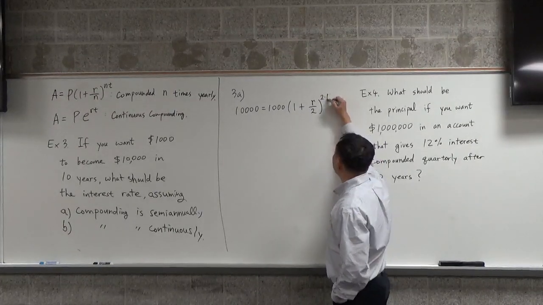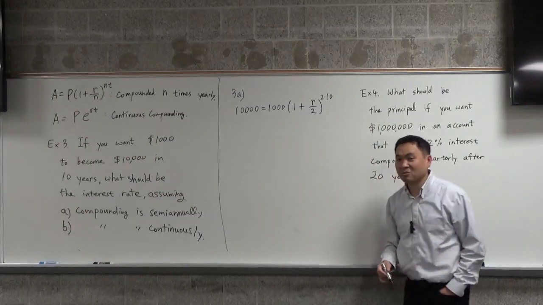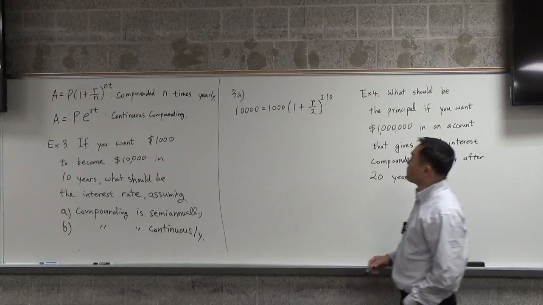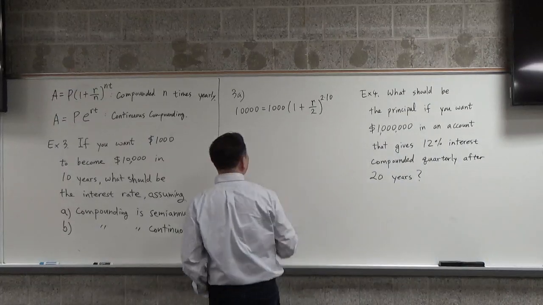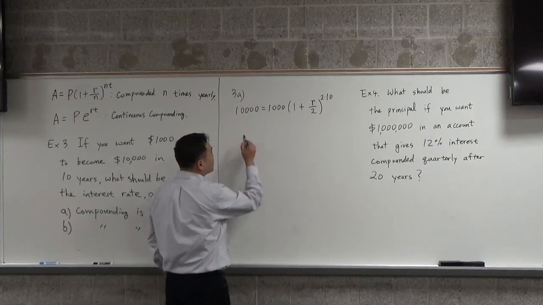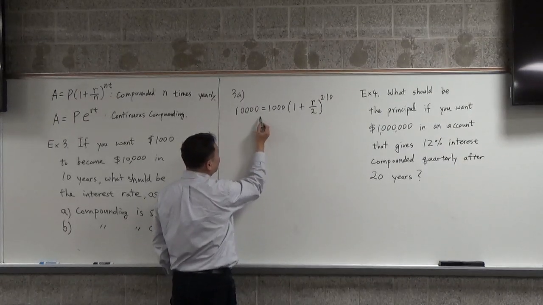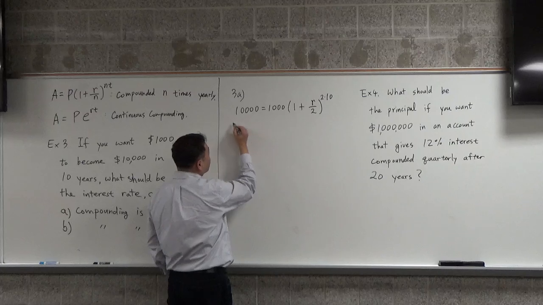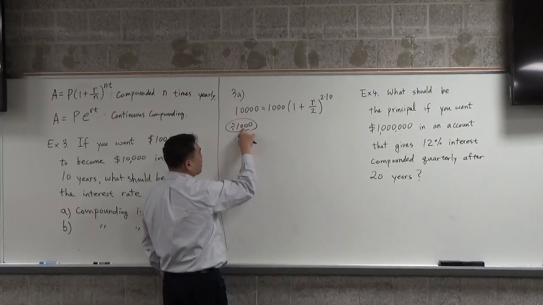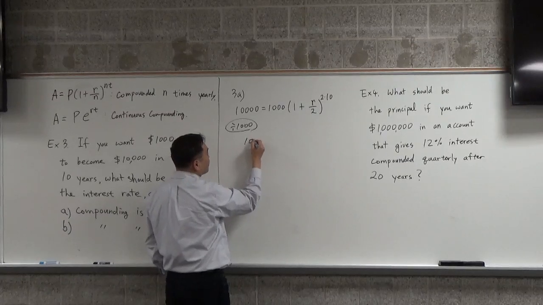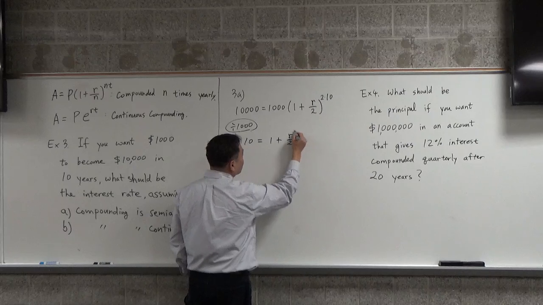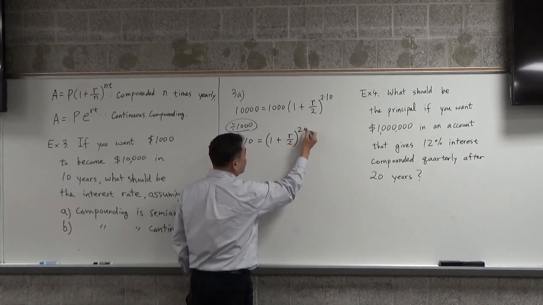10 years. I keep using 10. I should have changed this to something else. Okay. All right, so you're trying to solve this for R. How would you solve this? Well, you can first start by dividing by 1,000 both sides, right? So if you divide both sides by 1,000, 10,000 divided by 1,000 is 10, equals 1 plus R over 2 to the 20th power.